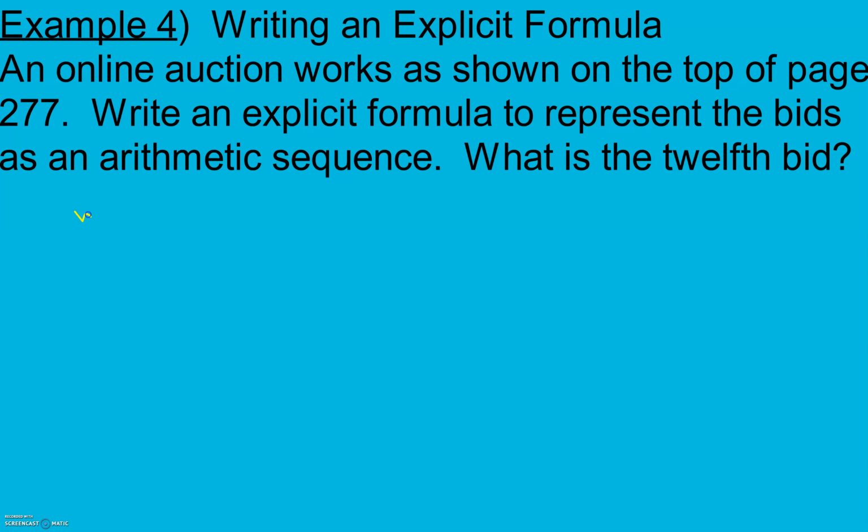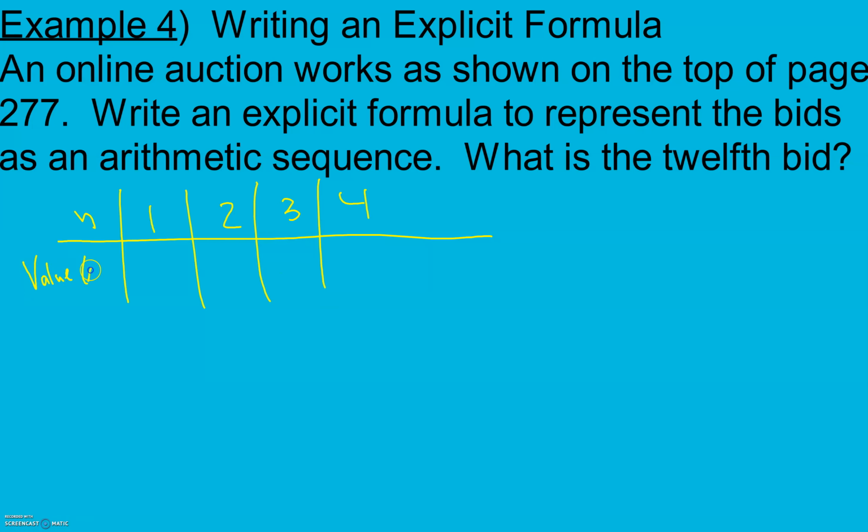An online auction works as shown on the top of page 277. So here they tell us our term number, or our number of bids, are 1, 2, 3, and 4. And the value of them, or how much was bid, which is our A of n. The first bid was $200, then it was $210, then it was $220, and then it was $230. So here is our sequence.